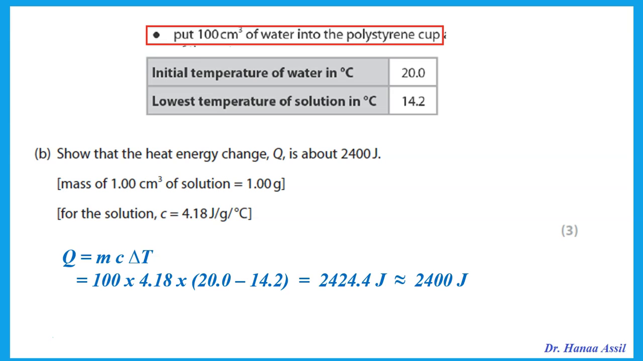C is given as 4.18. Sometimes it's given as 4.2. Use whatever is given. Times the temperature change. Remember, we don't care about a sign here, so you don't need to put it as a minus. Q does not have a sign. So from that, Q comes out to be about 2400 joules.